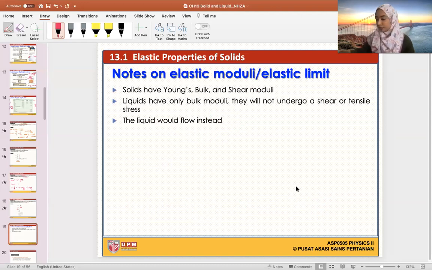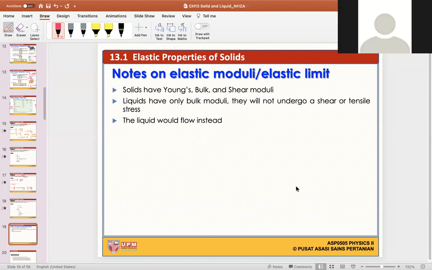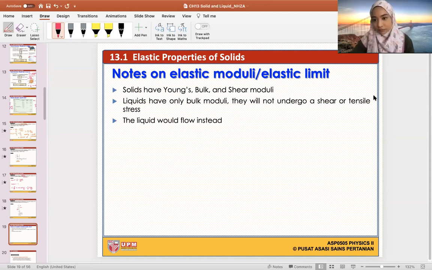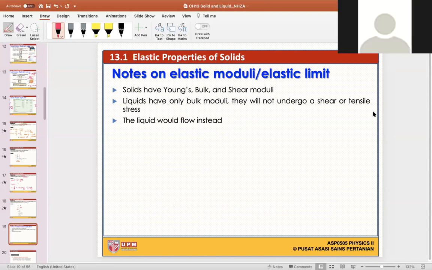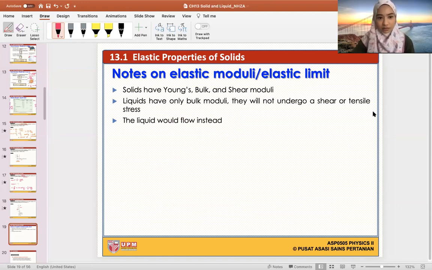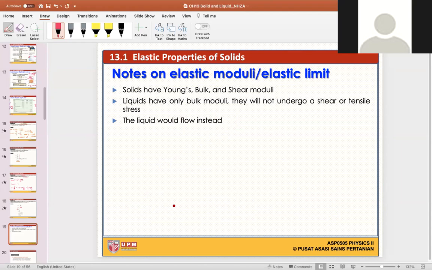Okay, so moving on. If there are no questions, I'm going to move on to the next topic. Any questions? Yes, doktor. Yang tadi tu, macam ni kita nak tahu dia betul-betul yang modulus ataupun sebenarnya dia adalah stress tensile? Stress, you mean shear? Stress tensile. Yang sebelum ni.